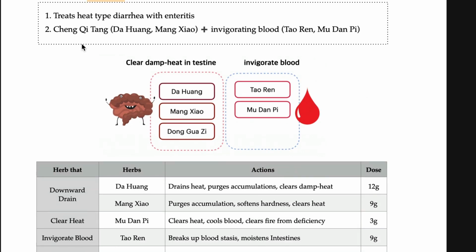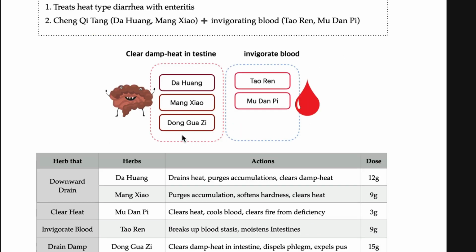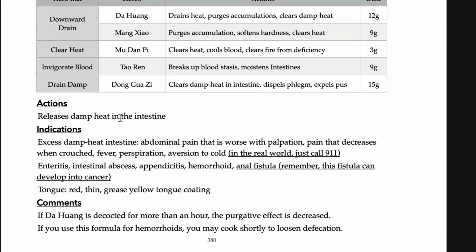blood stasis by cooling the blood. And second, Changchi Tang: Da Huang, Mangshao, and invigorating blood herbs like tauren and Mudanpi. Actually, Mudanpi clears heat of the blood. So the same dongguaji to treat the dampness in the intestine. And Da Huang and Mangshao work as a laxative. And tauren removes blood stasis, and Mudanpi cools the blood. So stop bleeding by cooling blood. Mudanpi. Action, release damp heat in the intestine.